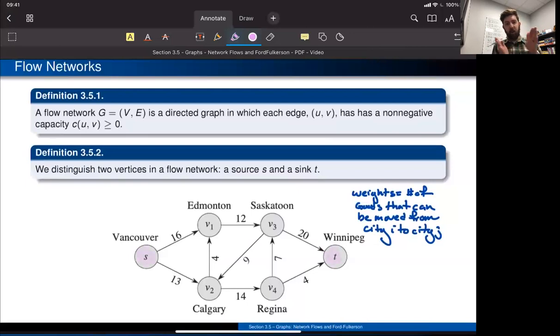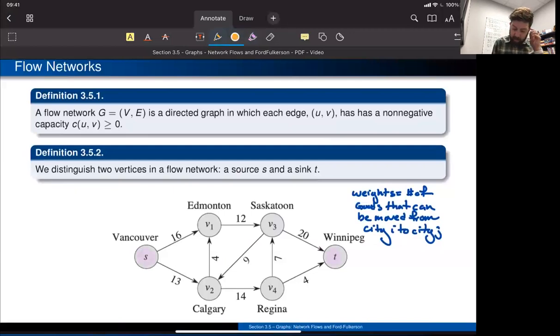So you can see that Vancouver is going to have the potential to push goods up to Edmonton or to Calgary. And then from there, we can begin this snowballing process of looking at intermixings of transportation networks and all of those kinds of things. So the goal is then going to be: how much stuff can I push from Vancouver into Winnipeg?